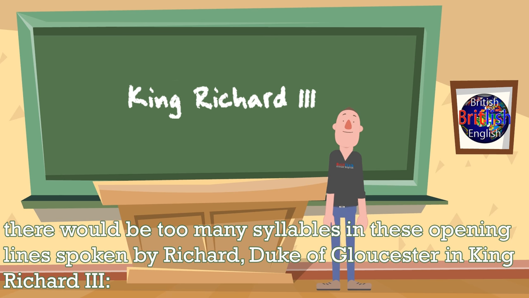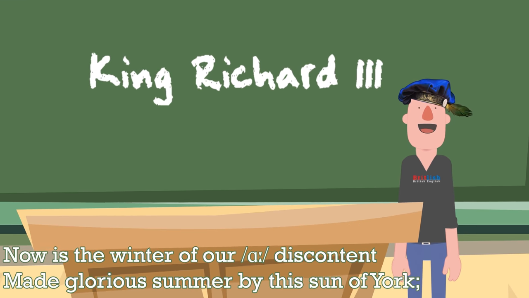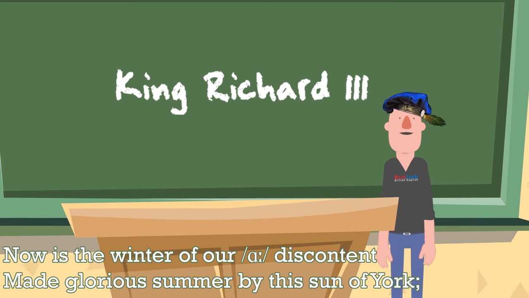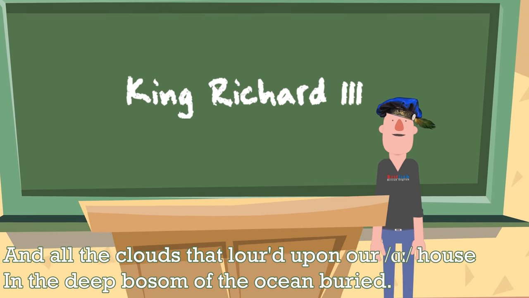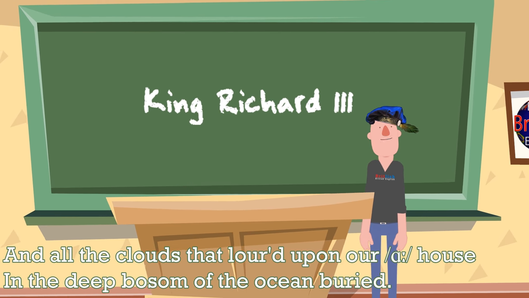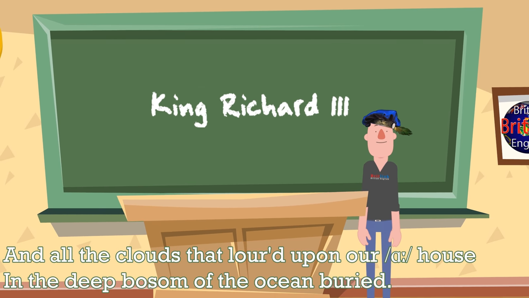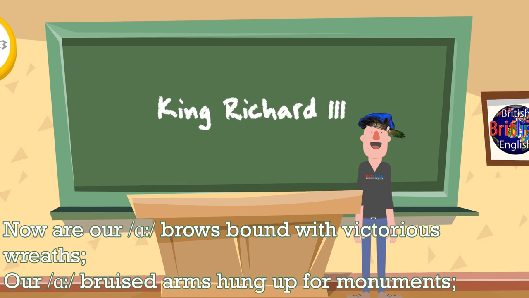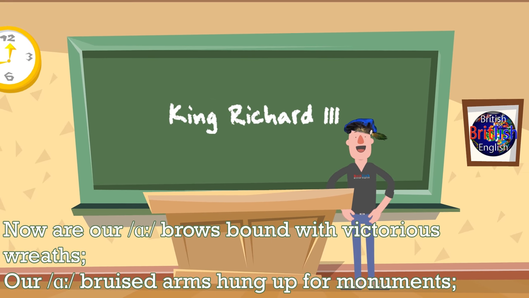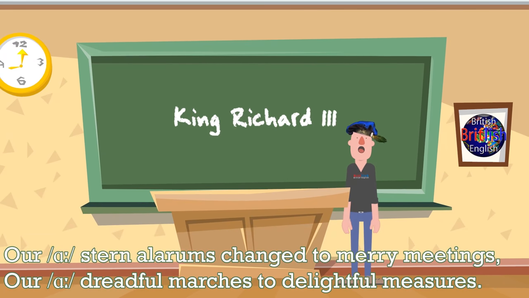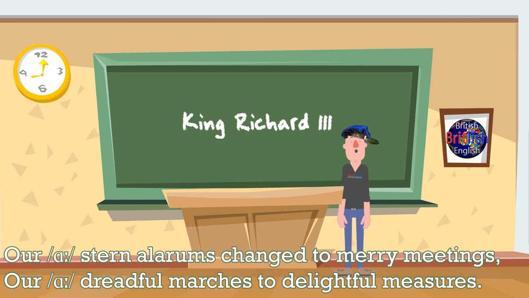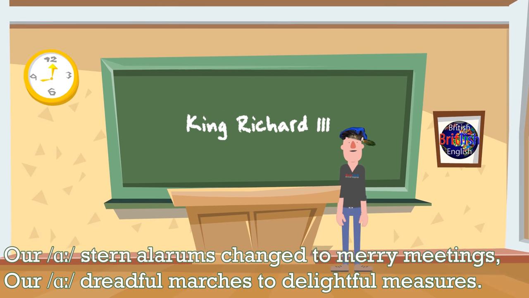in King Richard III. Now is the winter of our discontent, made glorious summer by this son of York, and all the clouds that lowered upon our house, in the deep bosom of the ocean buried. Now are our brows bound with victorious wreaths, our bruised arms hung up for monuments, our stern alarms changed to merry meetings, our dreadful marches to delightful measures.